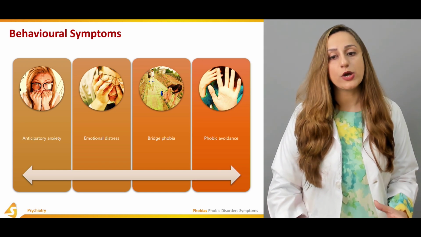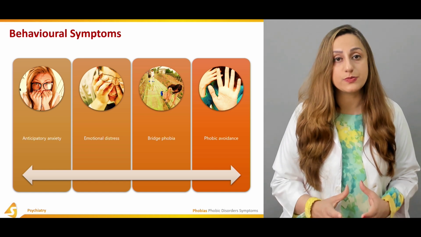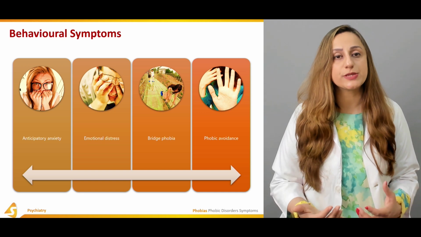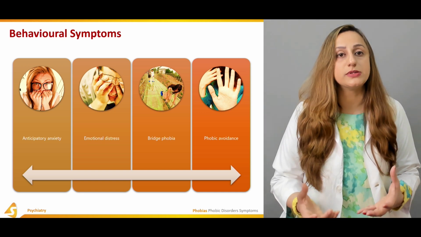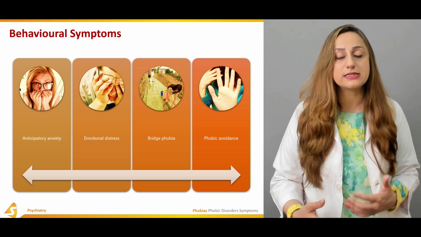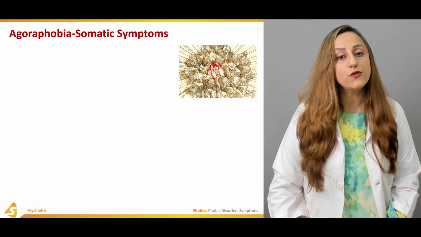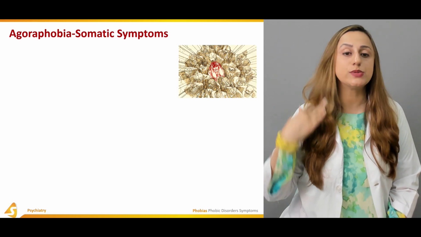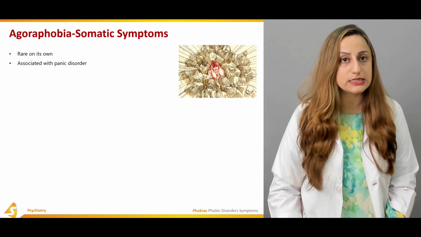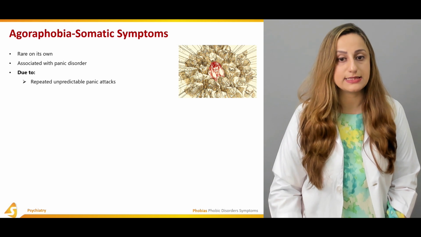Then phobic avoidance is usually seen. The person will be socially housebound. They will not have the social interrelationships that a normal person has. Talking with people and making friends is going to be difficult for that person. Then agoraphobia: somatic symptoms are usually seen in these individuals. They are rare on their own. They are associated with panic disorders, and are due to repeated unpredictable panic attacks as well.